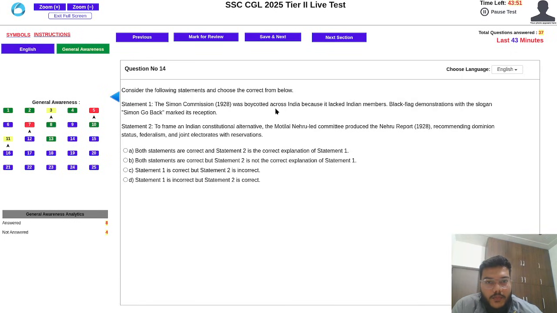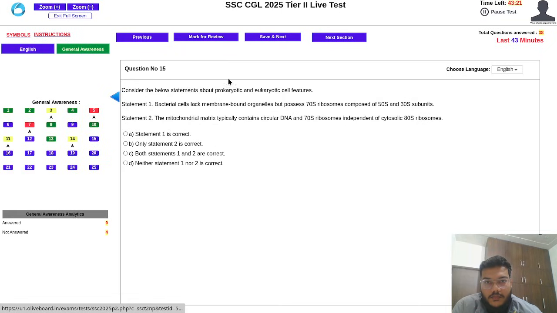The Simon Commission was boycotted across India with black flag demonstrations and slogans, ठीक है. To frame an Indian constitutional alternative, the Motilal Nehru-led committee produced the Nehru report recommending Dominion status, federation, joint electorates with reservations. इसकी करेक्ट एक्सप्लेनेशन थोड़ा है. Then the following summer but procured to give reservation. The victory since नहीं पता.